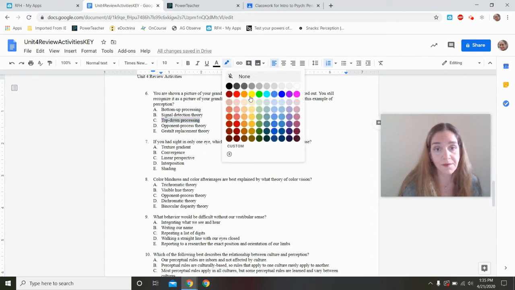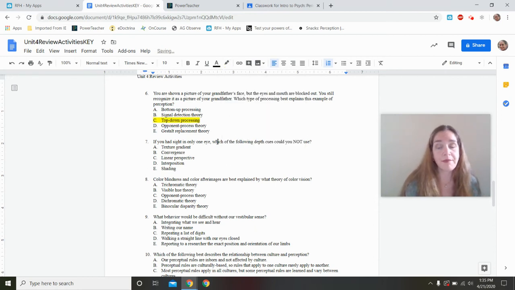You're not just saying, oh, it's a face, it has eyes blocked out and mouth blocked out. That would be bottom-up processing. You say, aha, that's my grandpa.